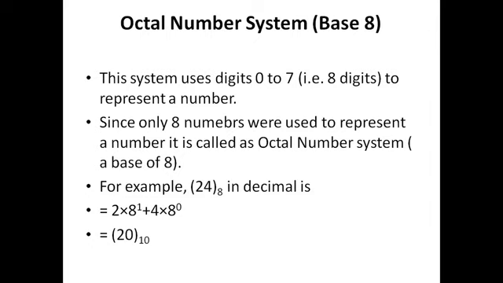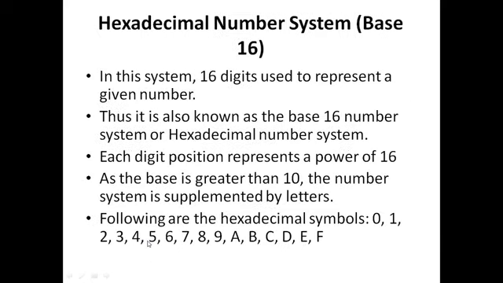There is one more number system called the octal number system. This system uses the digits 0 to 7, that is 8 digits, to represent a number. Since it uses only 8 digits, we call it the base 8 or octal number system. For example, 24: we write 4 into 8 power 0, that is position minus 1, and 2 into 8 power 1, that is 2 minus 1. So we get the decimal number 20.